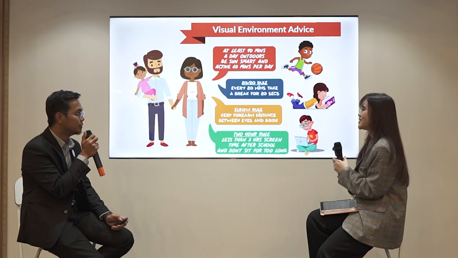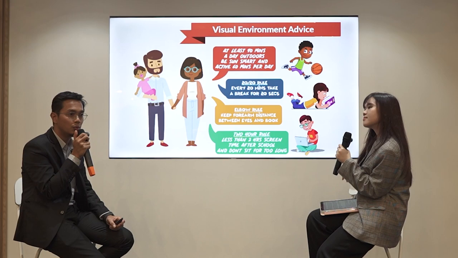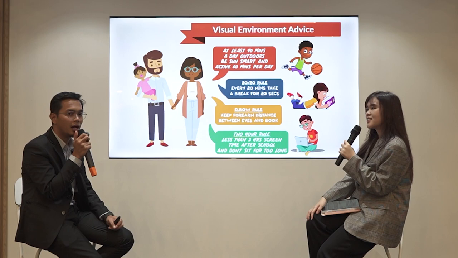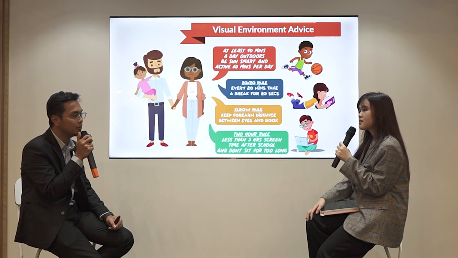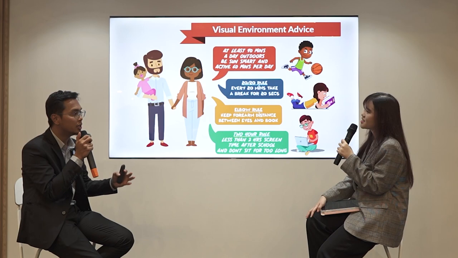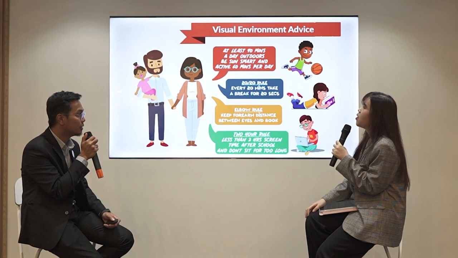About screen time as well, if possible, if your kids are below 2 years old, don't expose them to any screen. Because at this age, they are developing their motor skills and so on. Kids who are looking at the screen normally don't move around. They sit still with the screen. So the development of their motor skills, like walking, speaking, interacting, will be disrupted. So don't introduce any screen to kids below 2 years old.